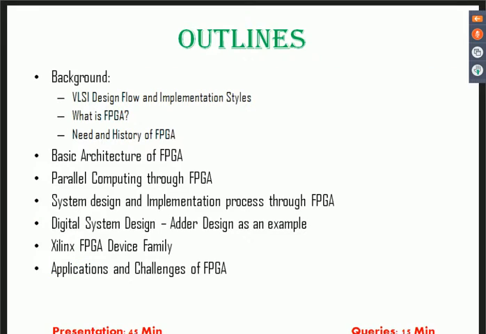In this session, first I am going to give you the background of VLSI design flow and implementation styles, the definition of FPGA, need and history of FPGA, then the basic architecture of FPGA, parallel computing through FPGA, and then the system design and implementation process through FPGA. We will take adder design as an example, and study how to design an adder using this system design and implementation process on FPGA.